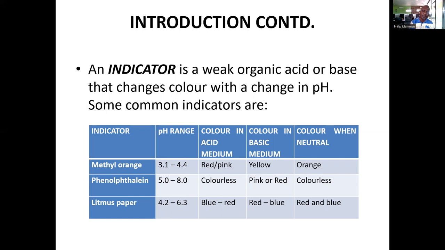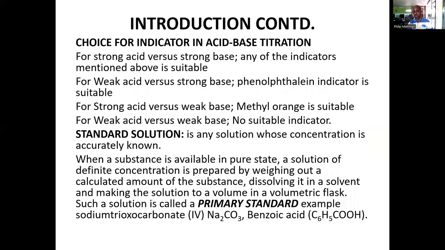Now, what about litmus paper? Litmus paper comes either as red or blue. The red litmus paper is used to test for a base because it will turn from red to blue in a basic medium. But in an acidic medium, we use the blue litmus paper. When you insert a blue litmus paper in an acid, it will turn from blue to red. This is how you can use these indicators to test whether a substance is acidic, basic, or neutral.